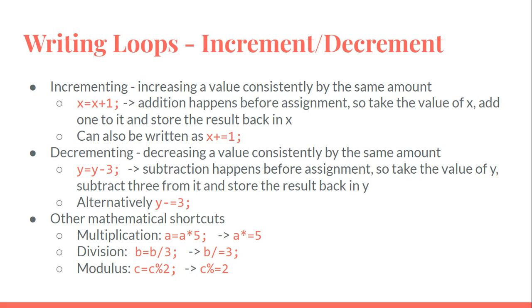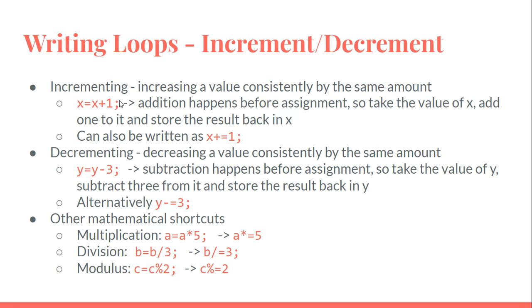When we're writing loops, there's a little bit of mathematic notation that we need to understand, incrementing and decrementing. So when we're incrementing, we're increasing a value consistently by the same amount. So you can see here in the example, I have x equals x plus 1. In this case, addition, and this looks odd in math to us, right? We're having x on both sides of the equation. But in programming, addition happens first. So what we're doing here is we're taking the current value of x, adding 1 to it, and then storing it back in x. So if x was 5, 5 plus 1 is 6, and x is now 6.